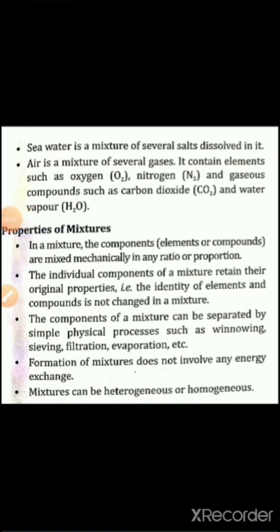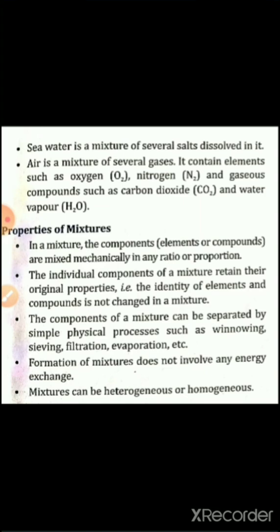Next, sea water. Sea water has water, but not only water: several salts are also present, dissolved in the water, in the sea or ocean. So sea water is a mixture of several salts dissolved in water. Air: in our atmosphere, air is present, and air is also a mixture of several gases. We know which gases are present in air: oxygen, nitrogen, carbon dioxide, water vapor, and many more. So air is a mixture of several gases.